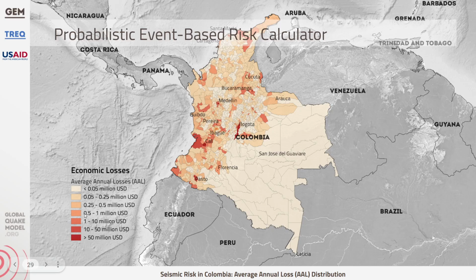Obviously, the ones with the highest reds are the regions that during this investigation time, if we take all the losses that these particular regions suffered and we divide them by the investigation time, we can see which ones have the highest economic losses in this case.